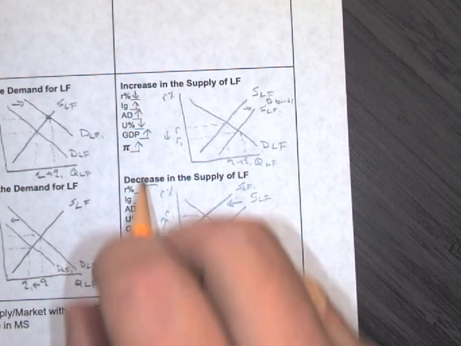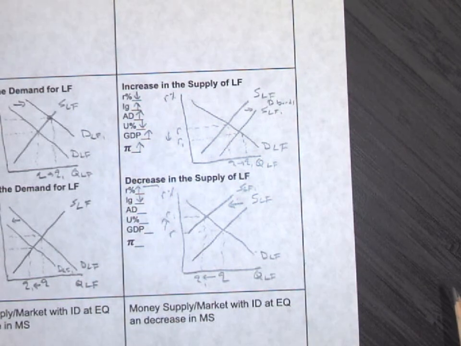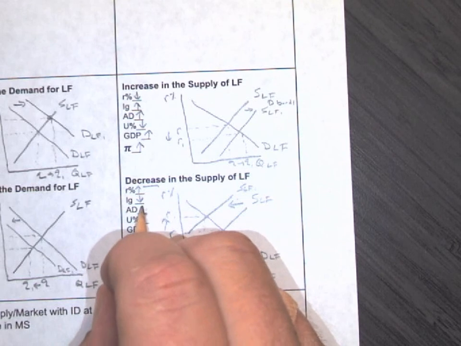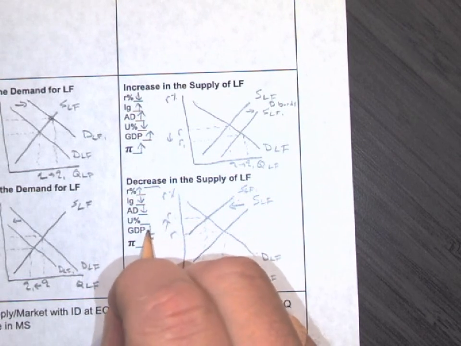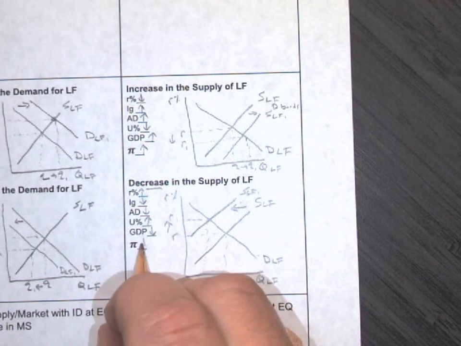So when that happens, interest rates are driven up, investment goes down because no one likes to borrow at high prices, and aggregate demand decreases. That means GDP is going to decrease. That makes people unemployed, but it does reduce some inflation.